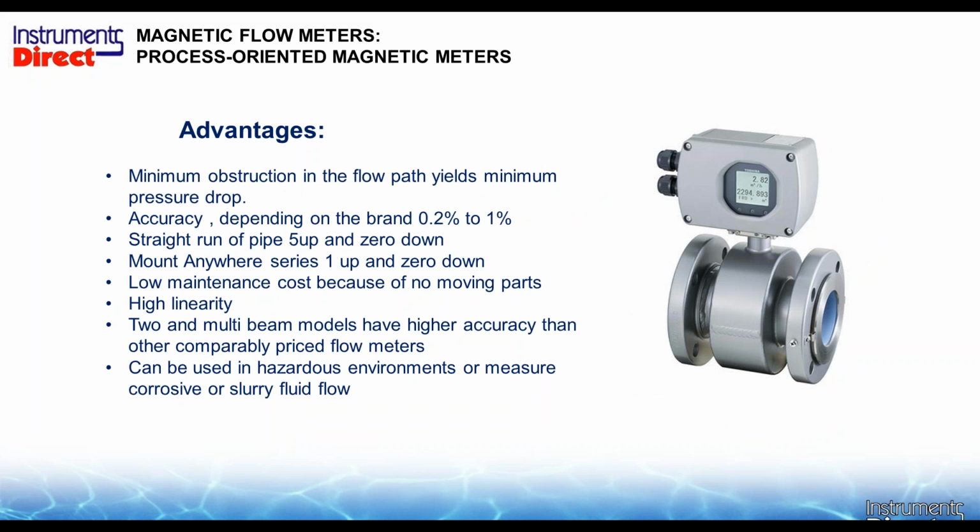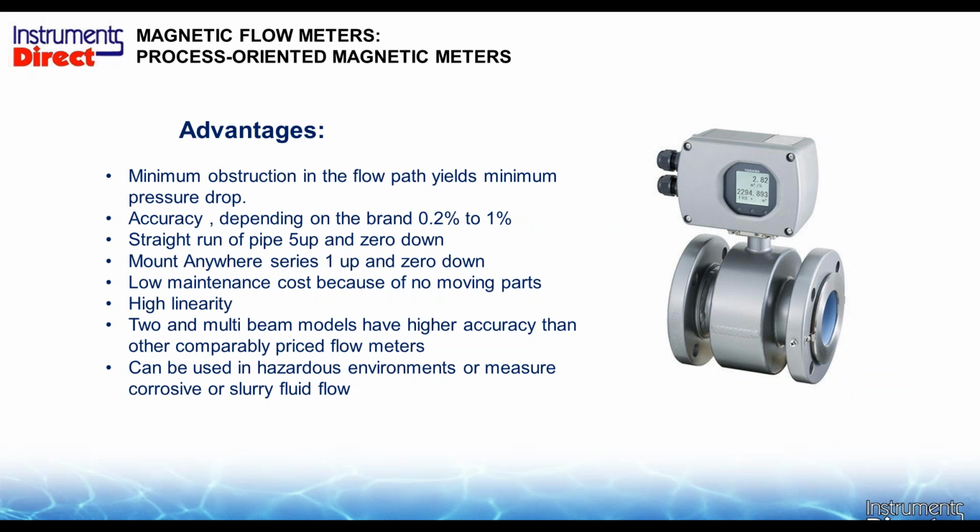And the reason the mag meter is so interesting is it has really no obstruction, so there's no real pressure drop in most cases. And the accuracy is quite good. The accuracy of a mag meter at your low flows and high flows is very good, and you can get anywhere from a tenth to 1%.